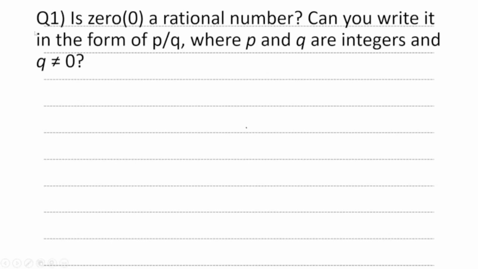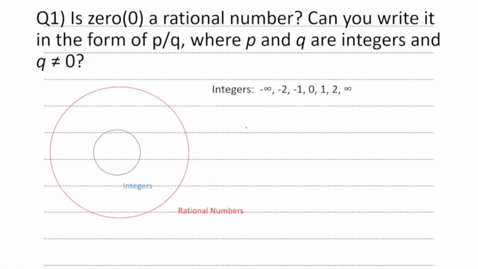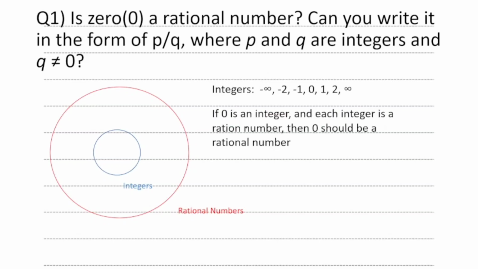So, question number 1: Is 0 a rational number? Can you write it in the form p by q, where p and q are integers and q is not equal to 0? First, let us look at the Venn diagram of rational numbers and integers. We all know that each integer is a rational number, and integers is a collection of numbers from negative infinity, negative 2, negative 1, 0, 1, 2 all the way up to infinity. And if 0 is an integer and each integer is a rational number, then 0 should be a rational number.